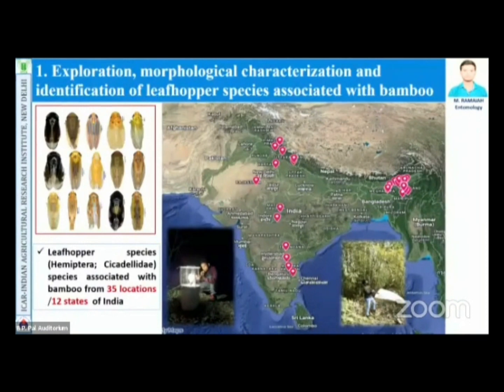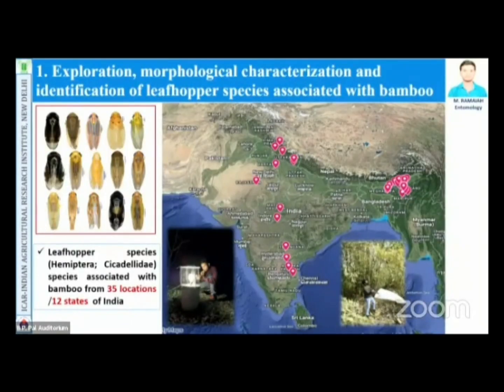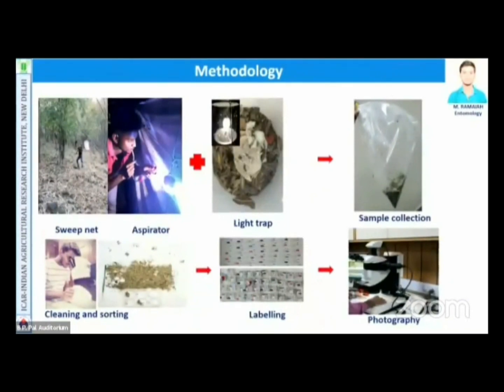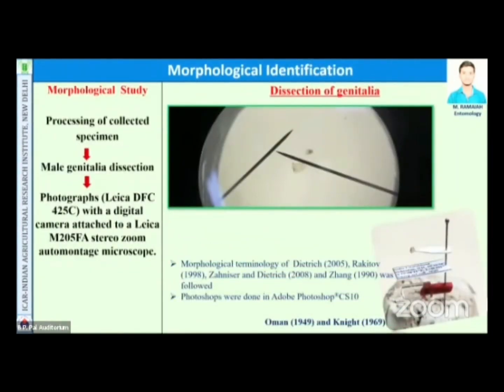For the first objective, a diversity survey was conducted to explore the bamboo leafhopper diversity from India. We covered 35 locations in 12 states. The leafhopper samples were collected with the help of a sweep net, aspirator and light trap, and finally the processing was done by established procedures and photographs were taken with a stereo microscope auto-montage. After that, we dissected the male and female genitalia, and the male and female genitalia parts were transferred to a genital capsule for preservation.